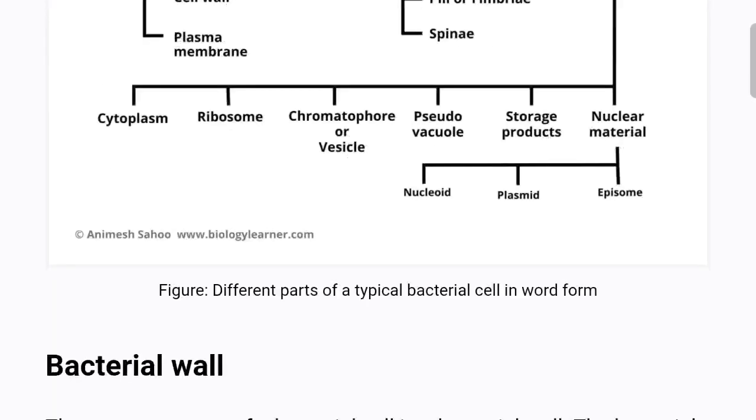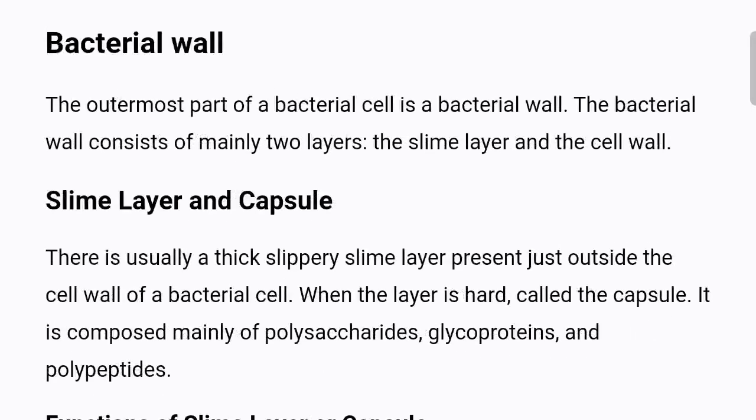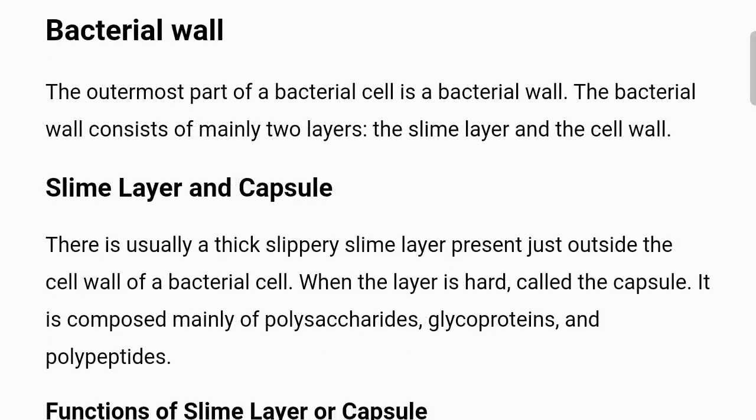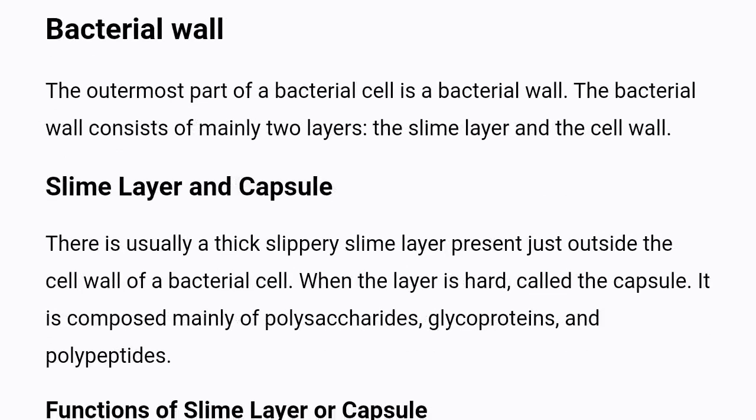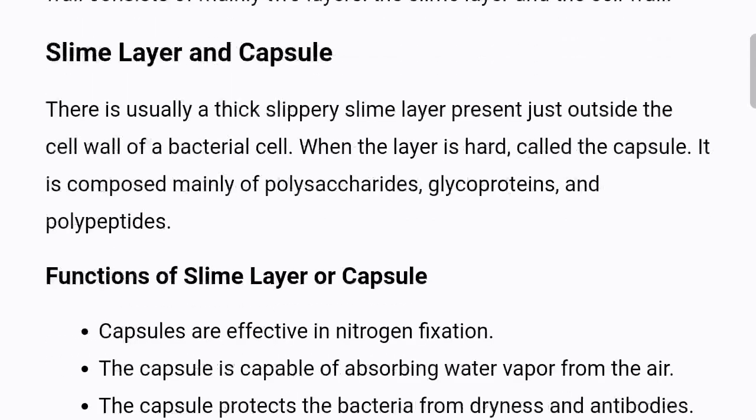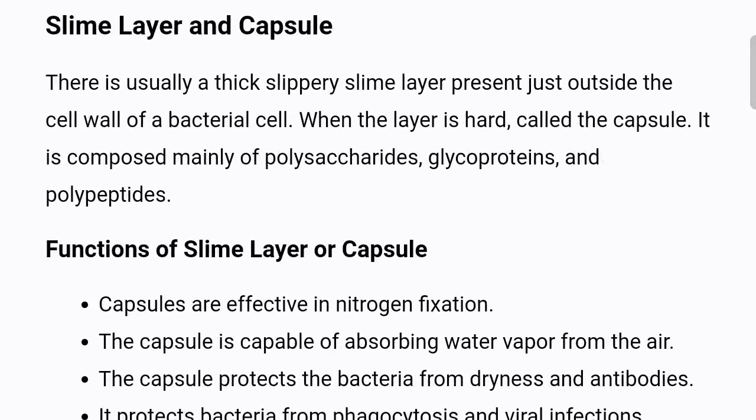Bacterial wall. The outermost part of a bacterial cell is the bacterial wall. The bacterial wall consists of mainly two layers, the slime layer and the cell wall. Slime layer and capsule. There is usually a thick slippery slime layer present just outside the cell wall of a bacterial cell. When the layer is hard, it is called the capsule. It is composed mainly of polysaccharides, glycoproteins, and polypeptides.